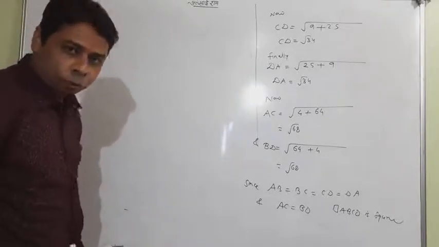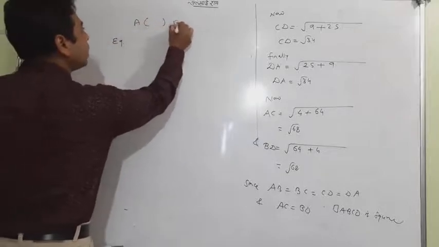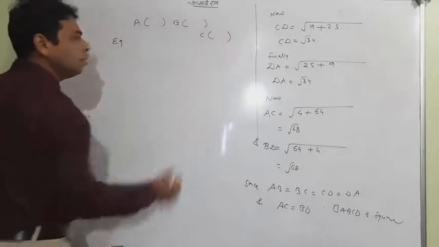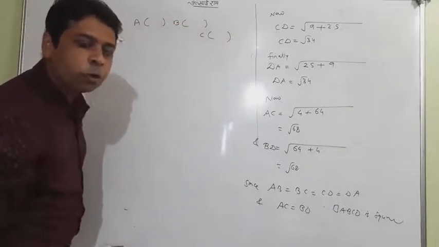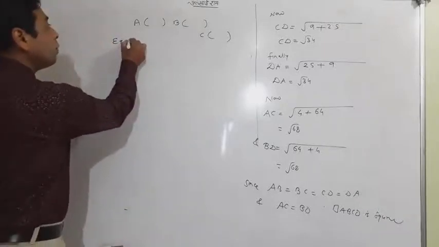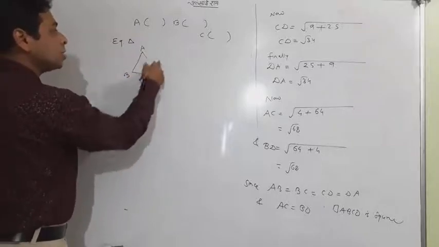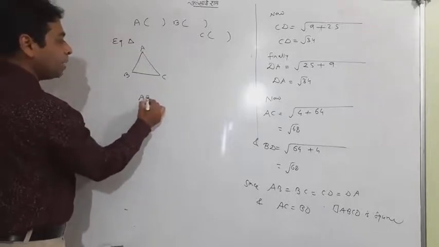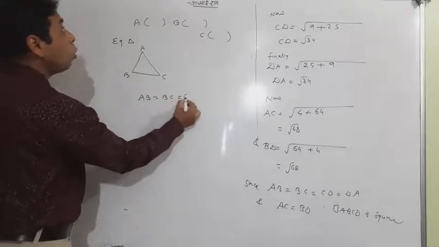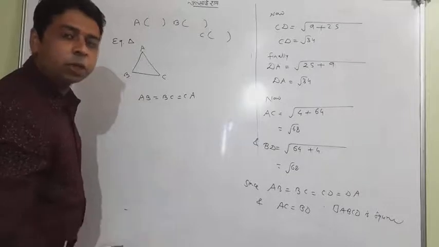Other than that, we have more things. Like if A, B, and C, three coordinates are given, and you are told to prove that ABC is an equilateral triangle, what is the equilateral triangle property? That's very simple: you need to show all distances AB, BC, and CA must be the same. When all distances are the same, it is an equilateral triangle.